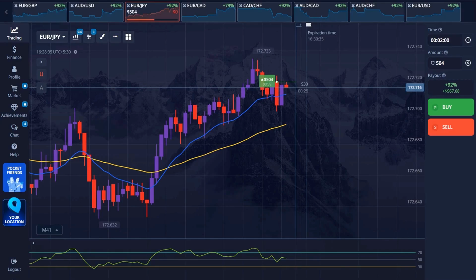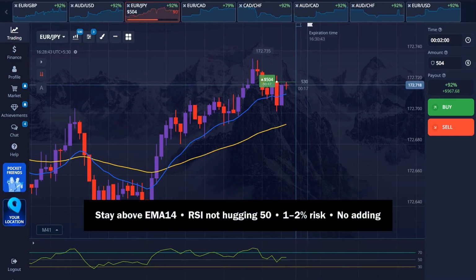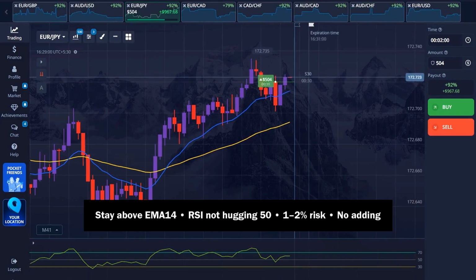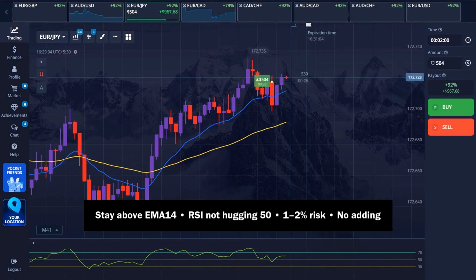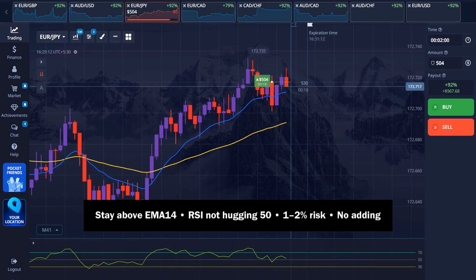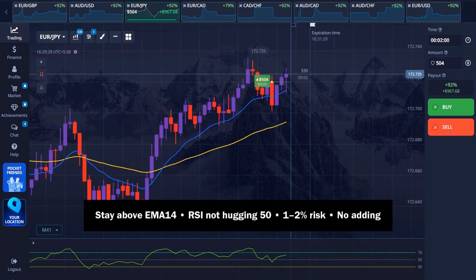As the trade runs, I keep it simple. Price versus EMA-14. If candles stay above EMA-14, the idea is intact. A close below EMA-14 tells me momentum is cooling. RSI behavior, I want RSI away from 50. If it slides back toward 50 and flattens, I avoid adding new trades. Discipline and risk. I don't stack positions or chase moves. Risk stays around 1 to 2% per trade, no martingale.